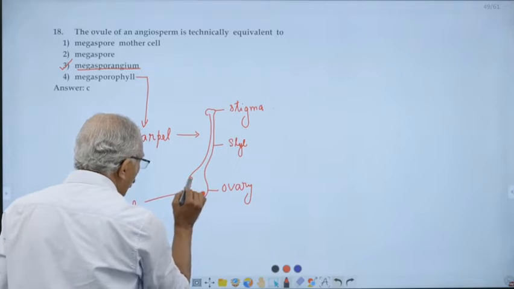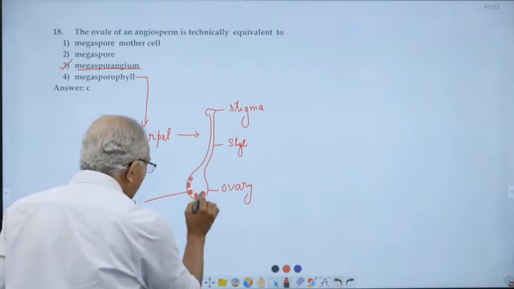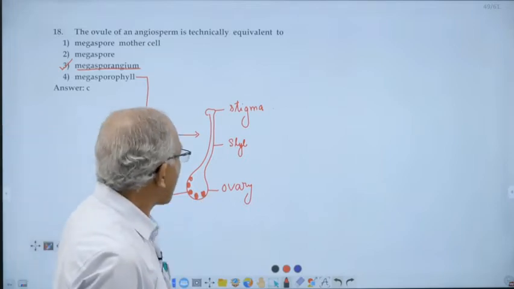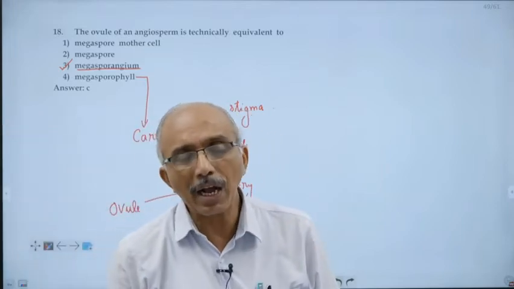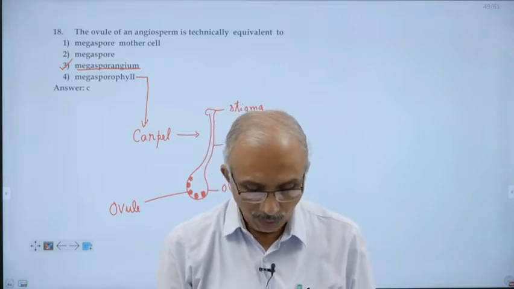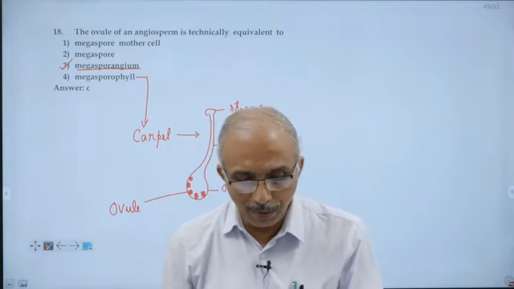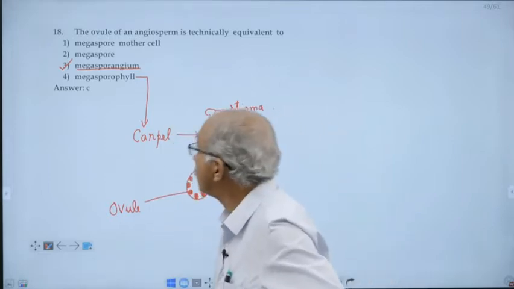The other name of ovule is megasporangium. The carpel name is megasporophyll. Okay. Next, it is question number 19.